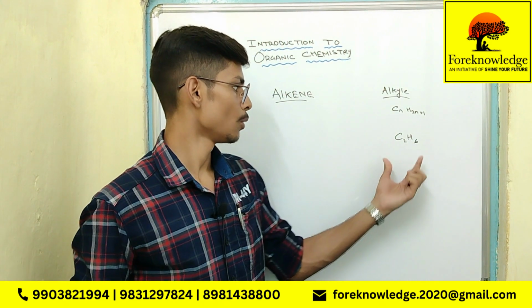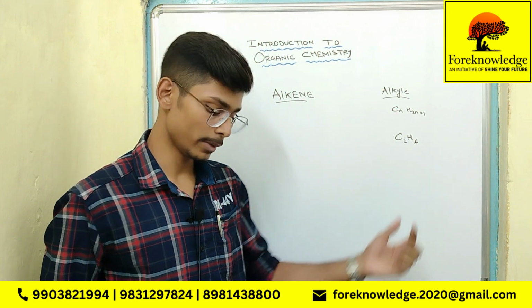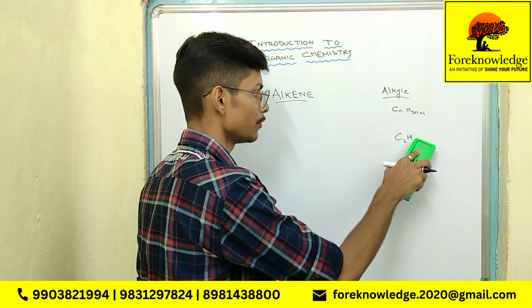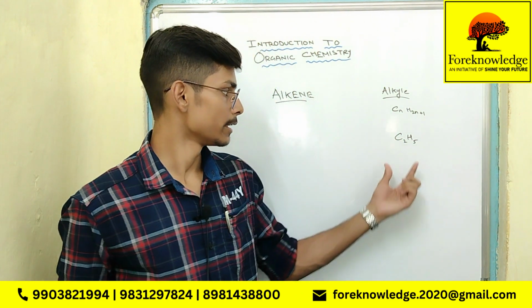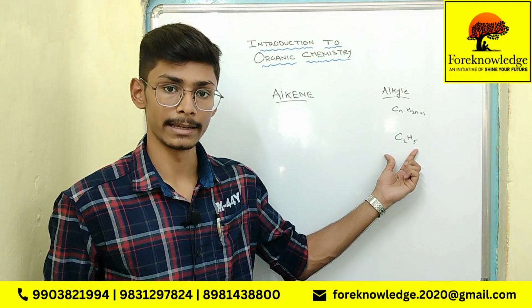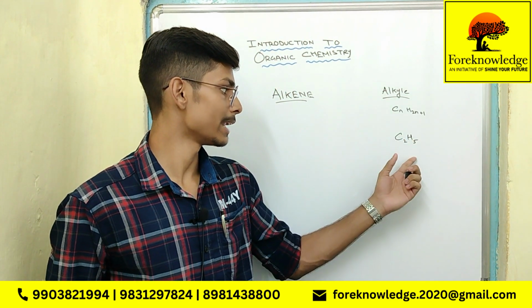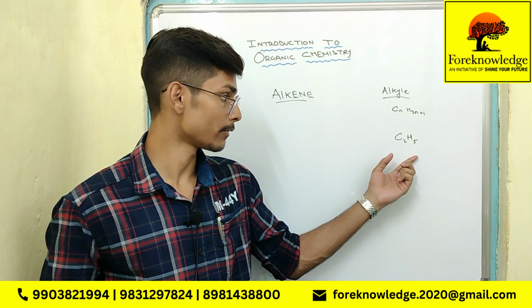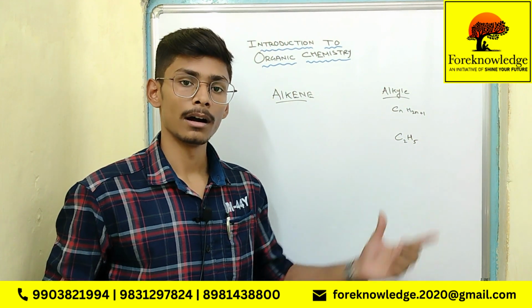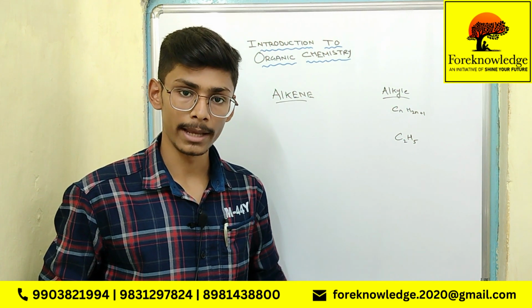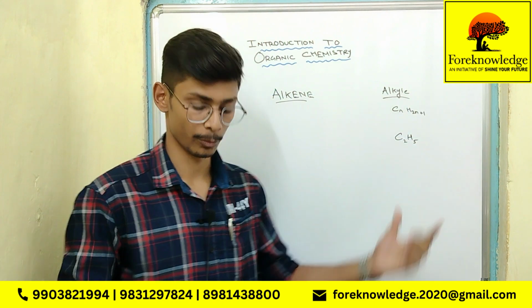C2H6. What is the name of this compound? This is ethane. Now if I remove one hydrogen and make it C2H5, this is ethyl, E-T-H-Y-L, ethyl group. I am telling you this because it will help you when writing the names in IUPAC nomenclature. Similarly, ethyl, propyl, butyl, pentyl. So this is known as alkyl group.